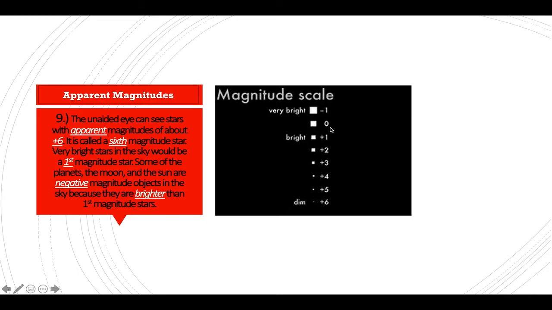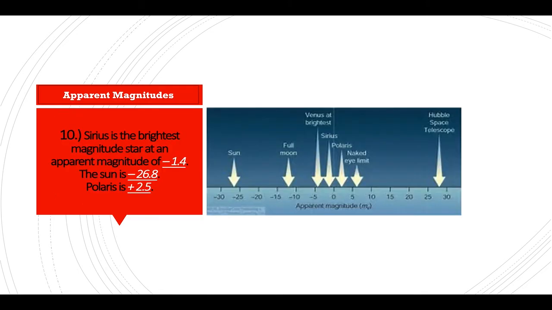So as you see on the scale here, once you get to plus numbers, these are dim. These are really bright: Venus, Sirius, the moon, the sun. They go high in the negative part. And we said also Sirius is the brightest star for us, with an apparent magnitude of -1.4. As I said before, the sun is at -26.8. Polaris, the North Star, which is actually 3 stars, is a +2.5, so it's on the dimmer side.